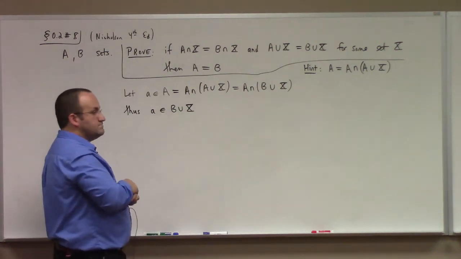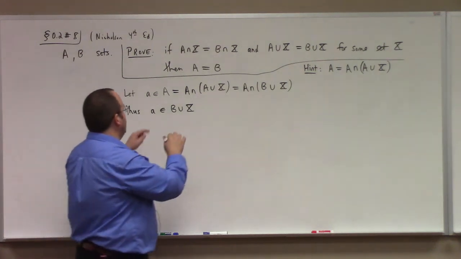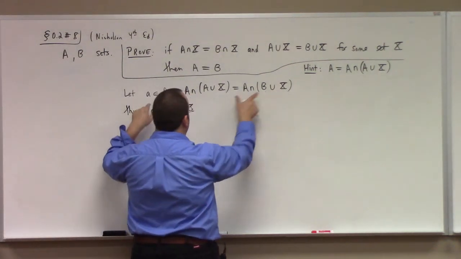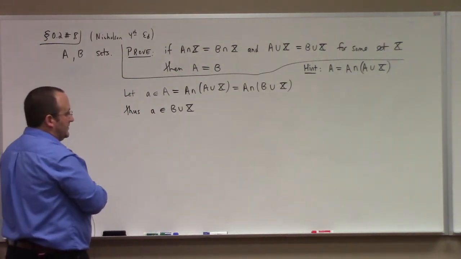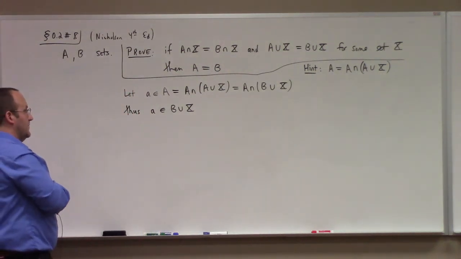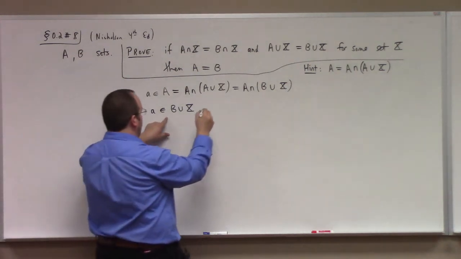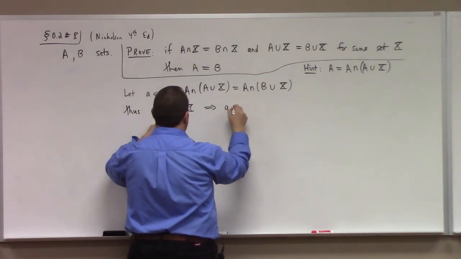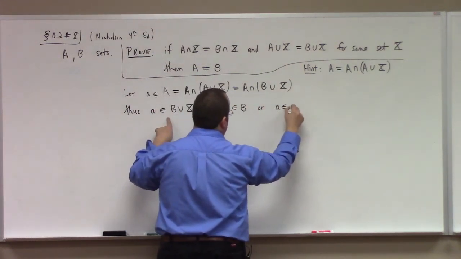Are we allowed to assume that much? Oh, that's the definition of intersection. To say that an element is in an intersection means that it's in both. So by definition of intersection, a is in B union X. We also know a is in A, but who cares? So that means a is an element of B, or a is an element of X.